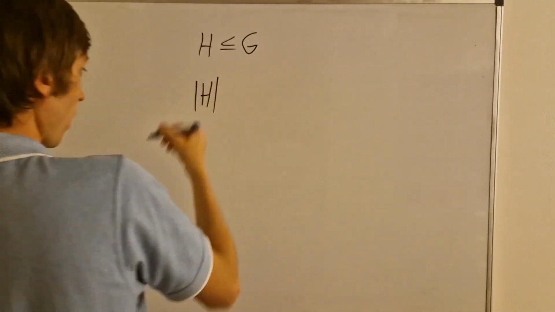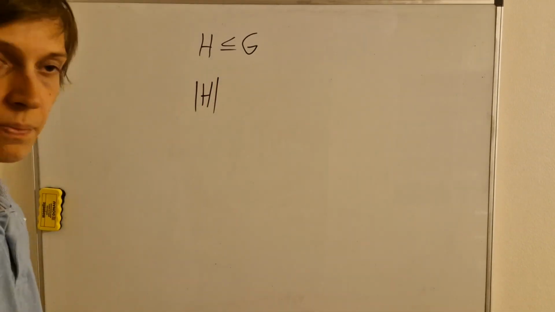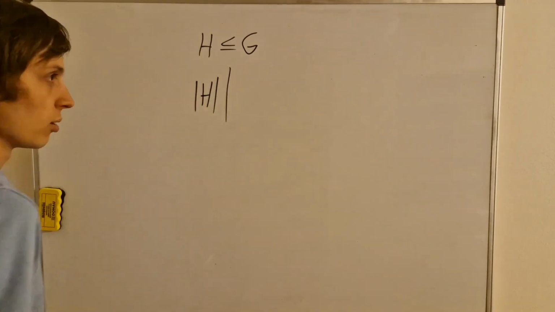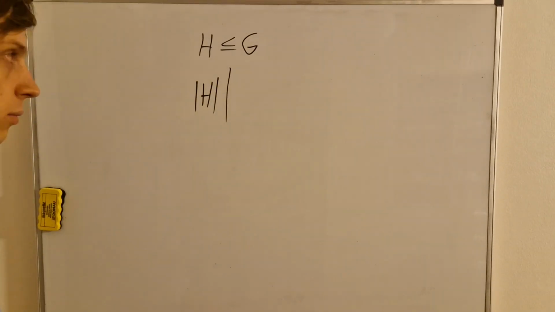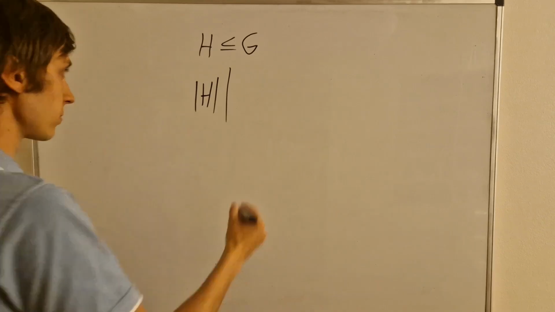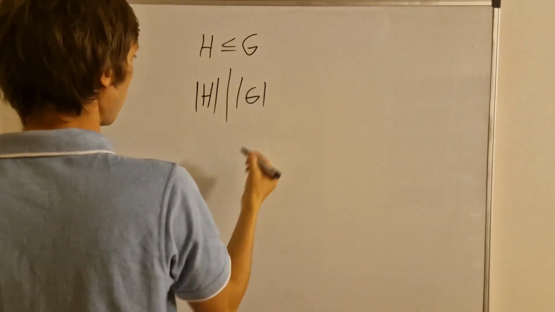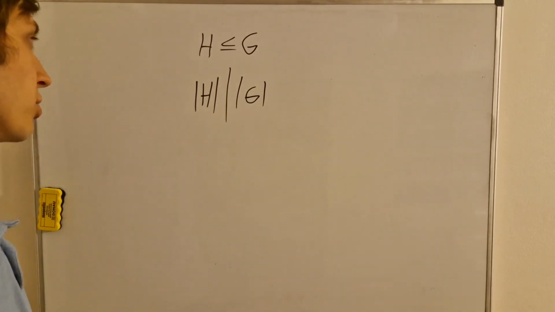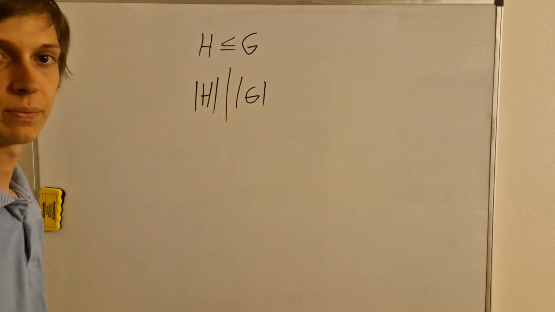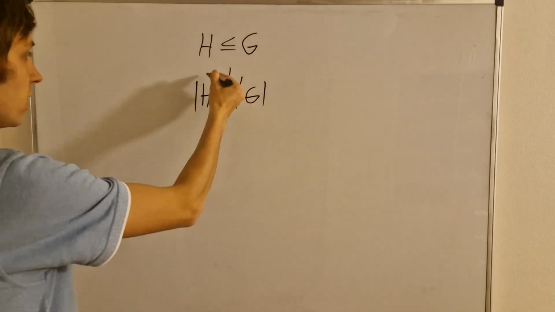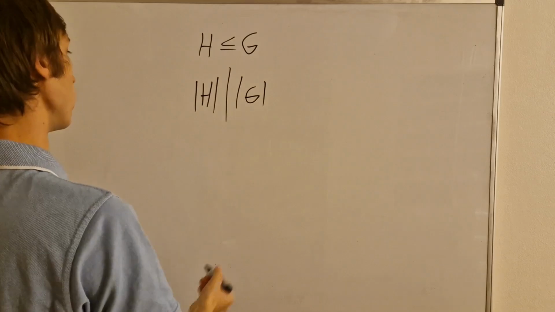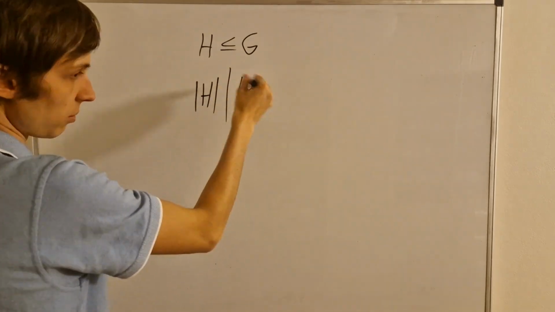This is the magnitude of H, the subgroup of some group G. And then this vertical bar, as notation, means divides. And now, after the vertical bar, I write the group G. So this denotes the number of elements inside H, this says divides, and this says the number of elements inside G.